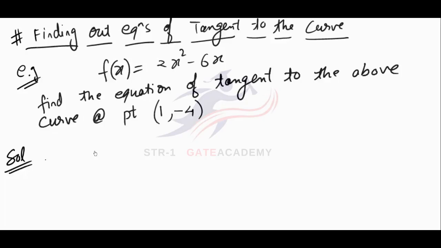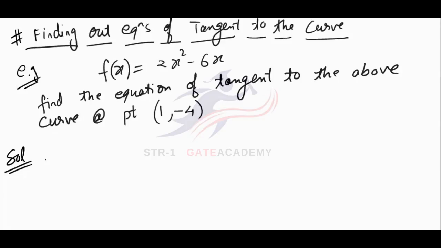How will we solve this? In the above curve, you have to find an equation of a tangent at the point (1, -4). Now see, try to understand what the tangent basically is. Geometrically, what is the tangent? Is it a parabola, a circle, or a straight line? It's a straight line.